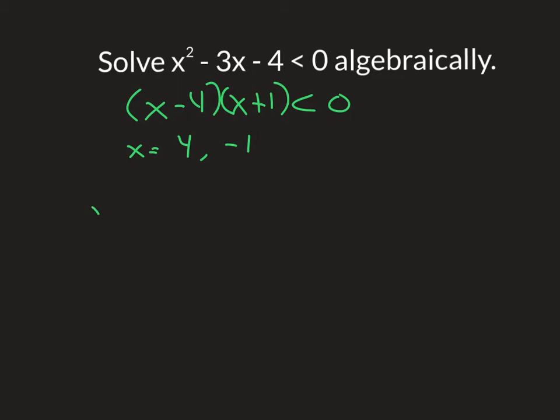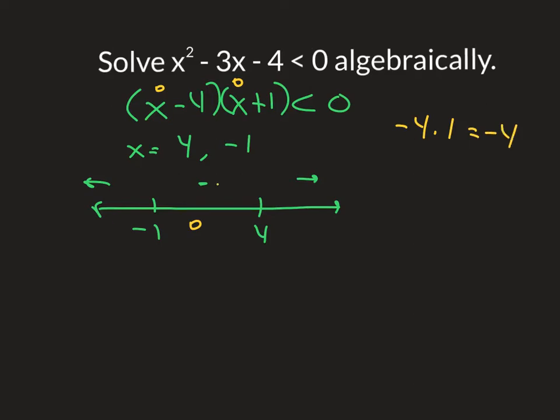So what we do is we draw a little number line, put negative 1 over here, put 4 over here. What I'm going to do is pick a number over here, a number in the middle, and a number over here, and see if it makes it positive or negative. So let's try plugging in 0, since it's in between. If I plug in 0 for x in both, it would give me negative 4 times 1, which is negative 4, which is negative. So everything in between negative 1 and 4 is negative.